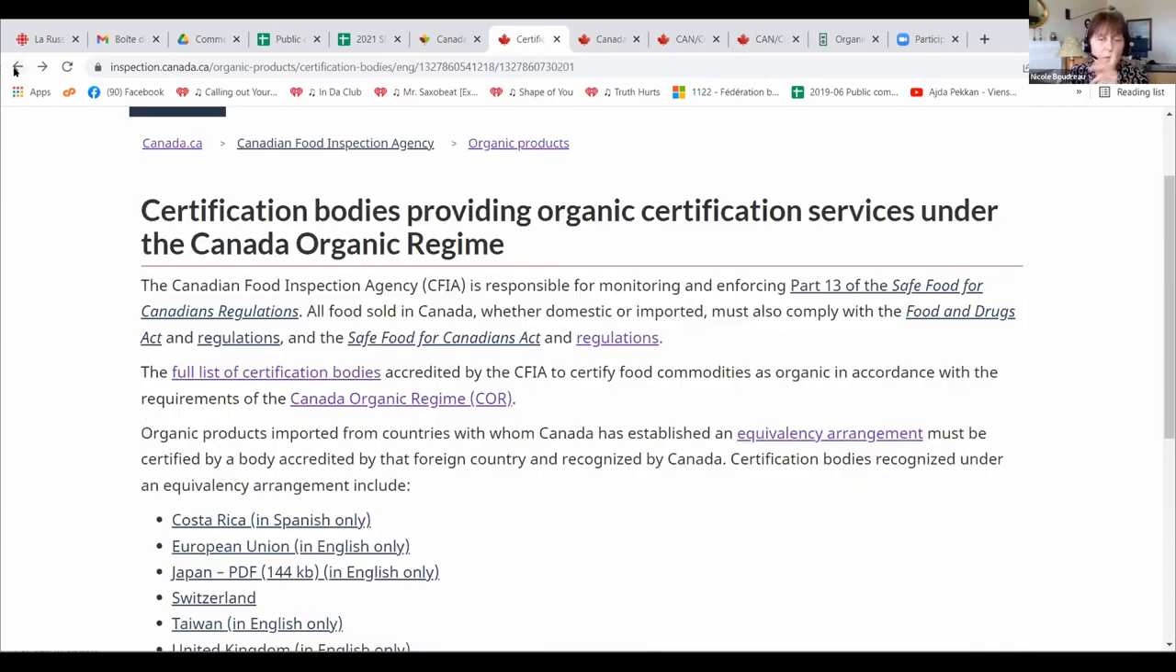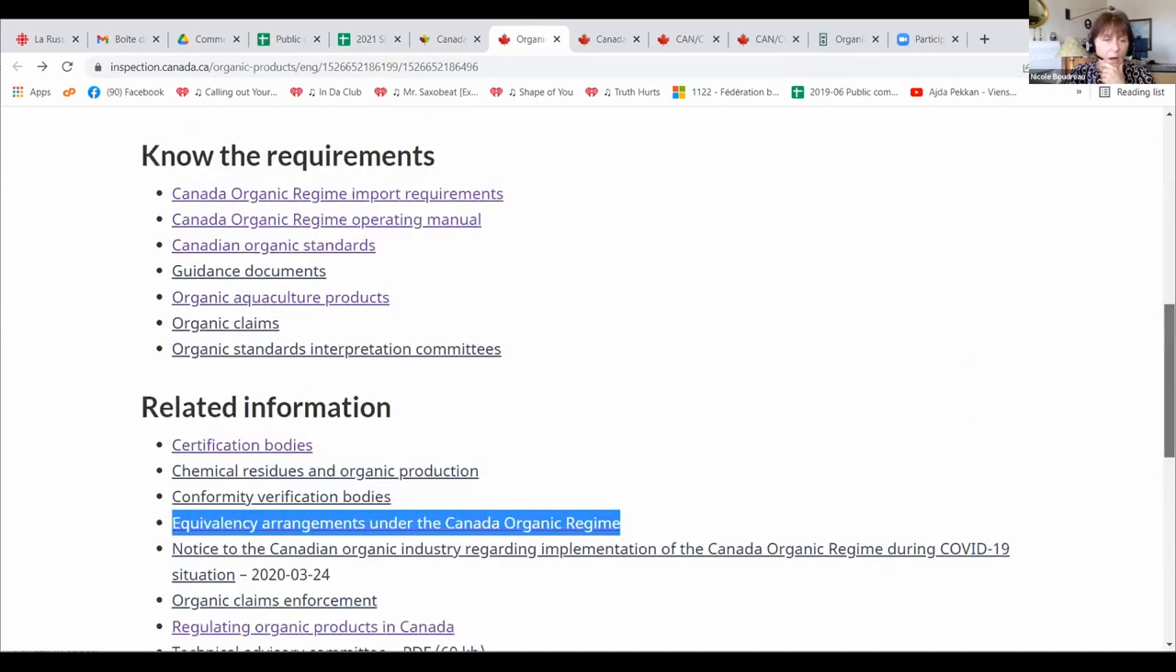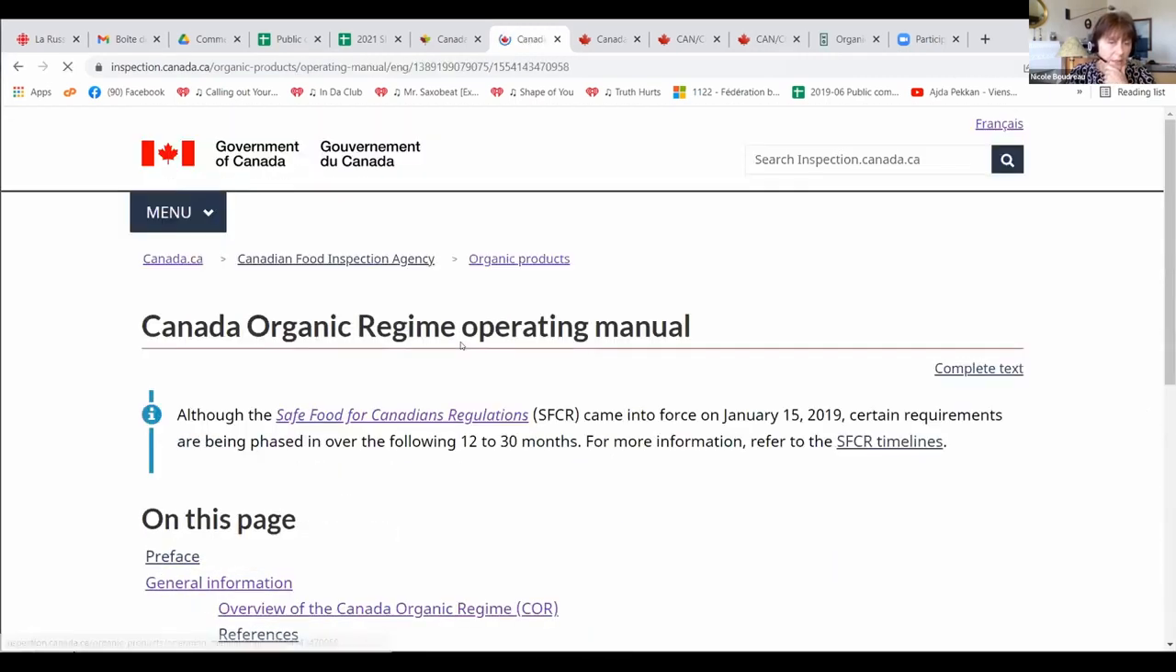When you decide to get certified, your certification body will have to visit you one year before your product is labeled as organic, because they visit you in advance to make sure that you follow the rules and that you are taking the good approach. So all of the certification world is described in detail in the manual of operation of the Canada Organic Regime. So if you want, you can go there.